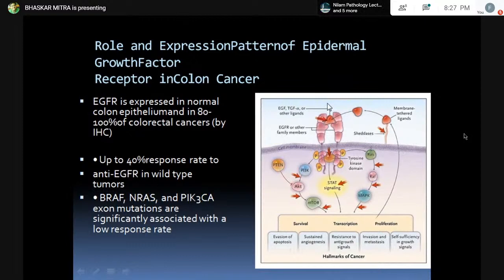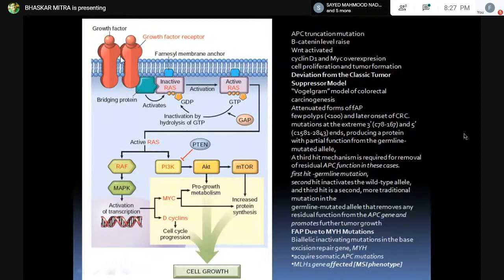Now, RAS may be mutated. I will go directly to this. Here, the growth factors attach to the EGFR. This causes activation of the RAS. This activation of RAS causes the RAF MAP kinase pathway, leading to cell cycle progression. GAP converts GTP-RAS to GDP-RAS, causing inactivation. If the RAS is mutated, GAP cannot bind to this, and so there is continuous proliferation.